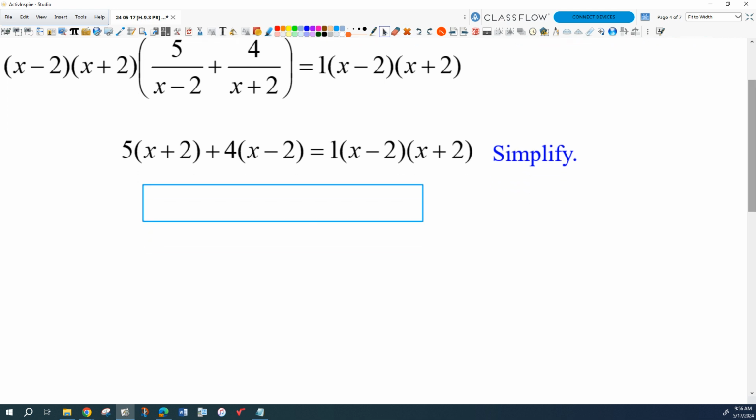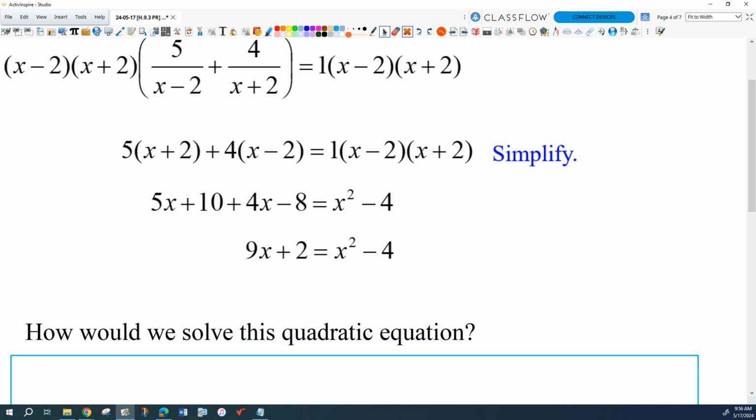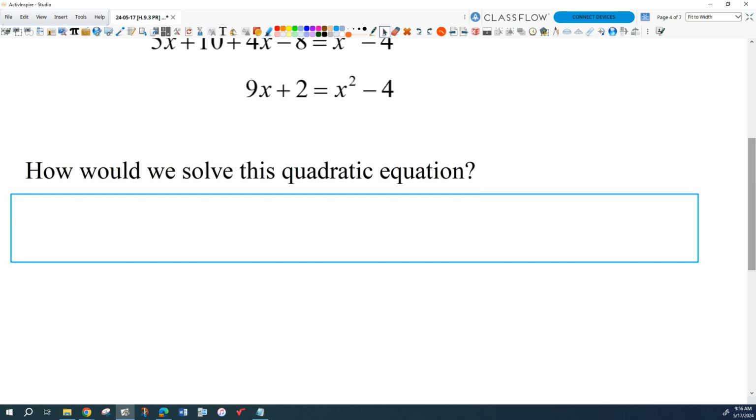And now, look, when I expand all this stuff, multiply everything out, and combine like terms, what kind of equation am I going to get? Quadratic again, right? It's going to be a quadratic equation. So if we distribute on the left, we FOIL out the right. Now if we just combine like terms, there we go, right? So what would we do to solve this one?